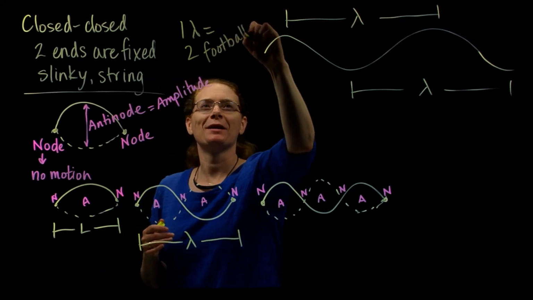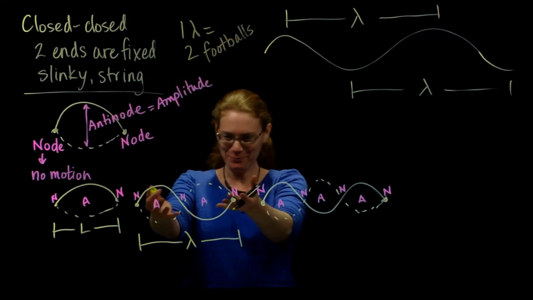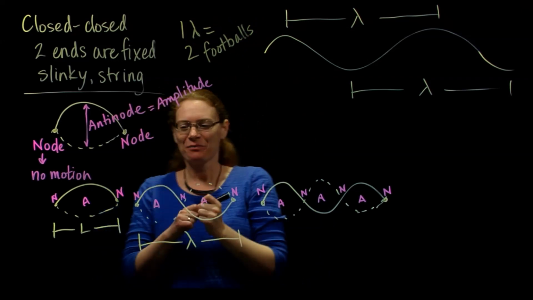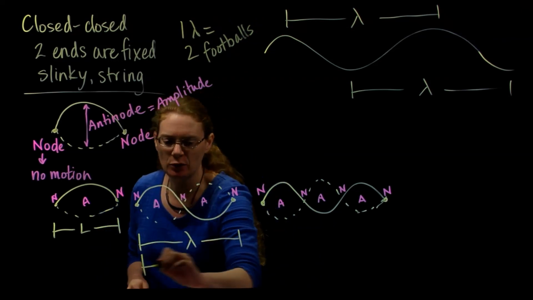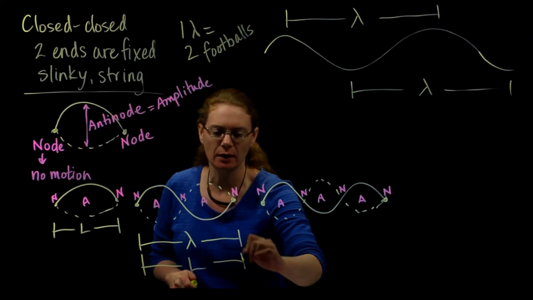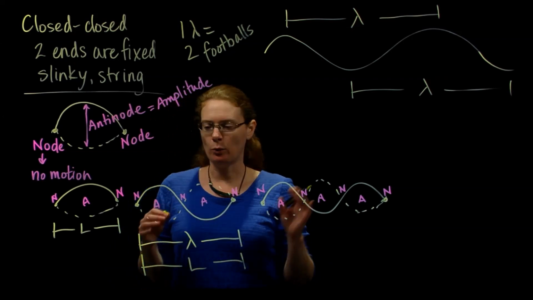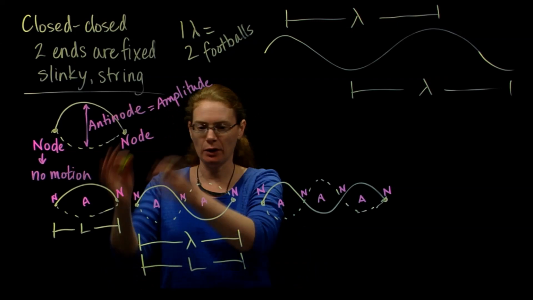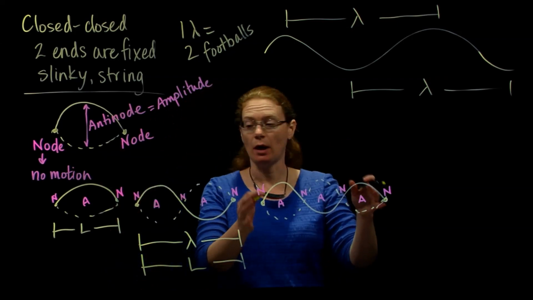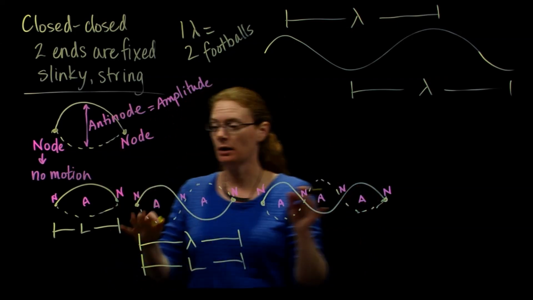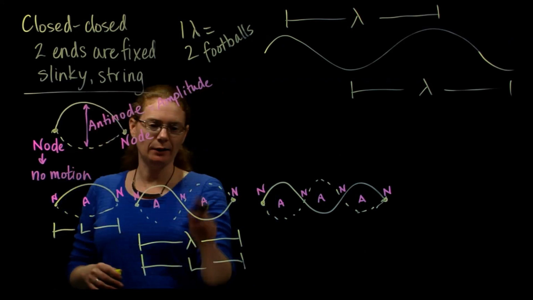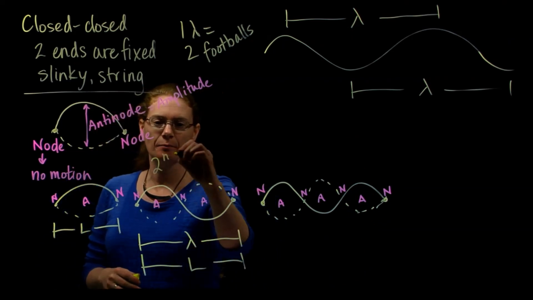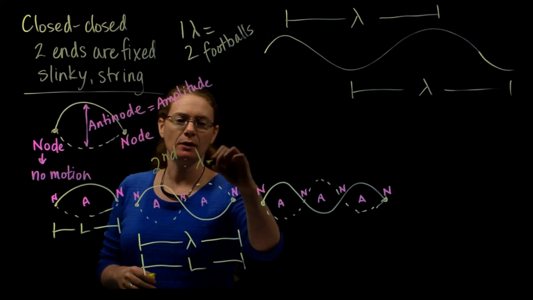Kind of weird language, I know, but that's a football, right? So we've got a wavelength here, and if we have a known length of the slinky, we can figure out a wavelength to length relationship for each type of waveform on this closed string, or slinky. So if 2 footballs is 1 wavelength, then for a second harmonic, the wavelength is equal to the length.